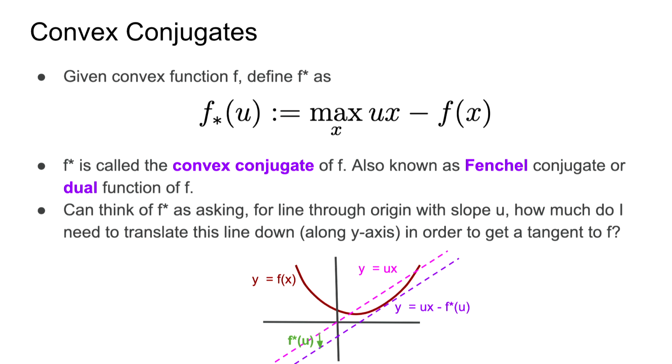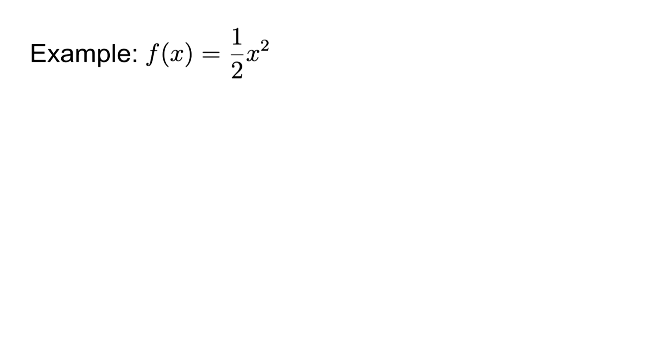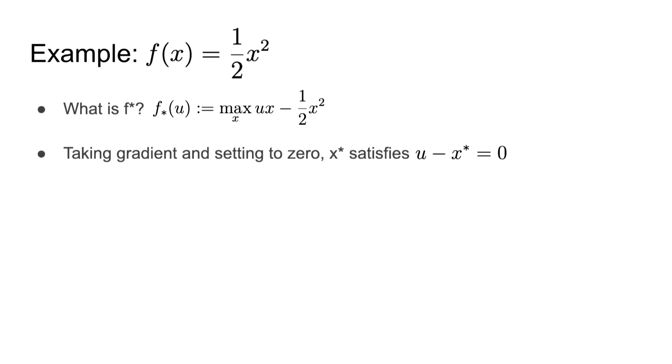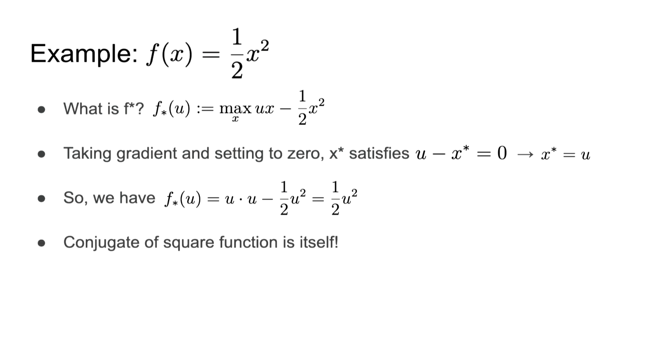At first glance, it's kind of weird, but it does have a lot of very useful properties. Before I get into those properties, let me show you a few simple examples. Let's say this is our original function, f of x equals half x squared. What's the conjugate? What we need to do is solve this optimization. To find the optimal x, we can just take the gradient and find that the optimal x should satisfy u minus x star equals 0. So x star is u. And we can plug x star equals u back into that expression and find that the conjugate function of u is u times u minus a half u squared, which is just a half u squared. So we get this nice result that if you have a square function, then its conjugate is actually itself.